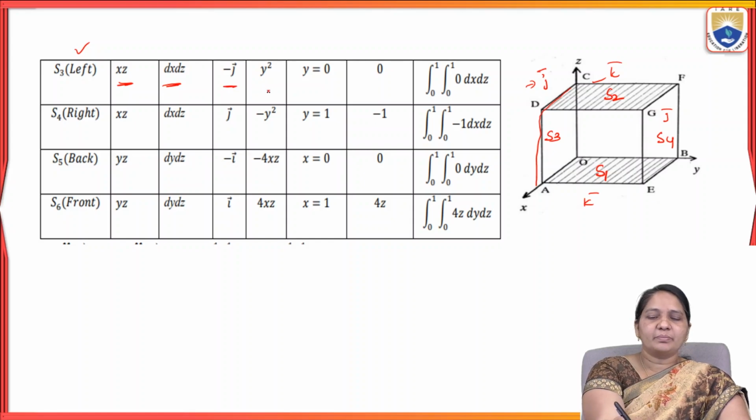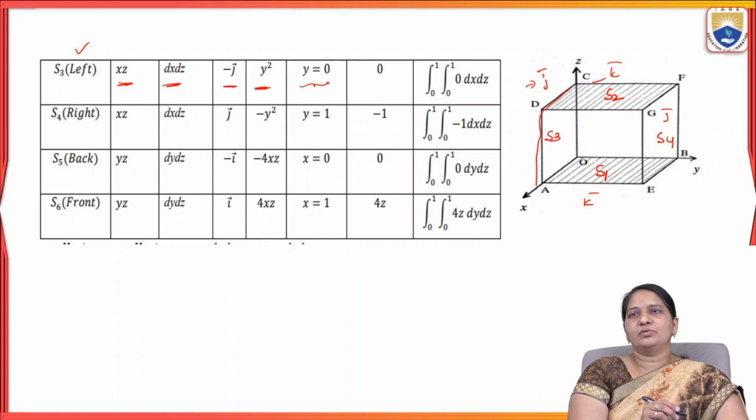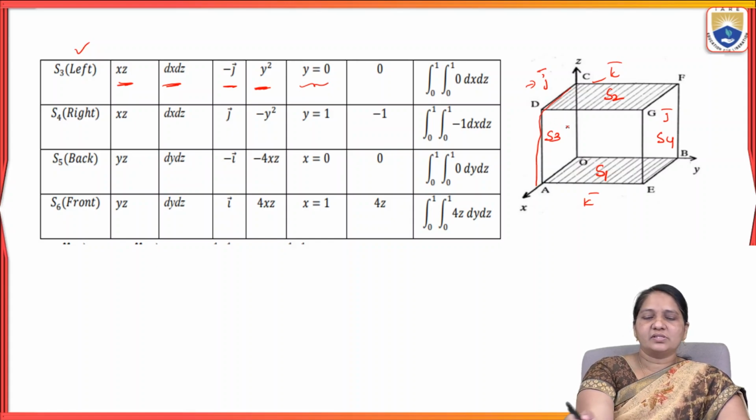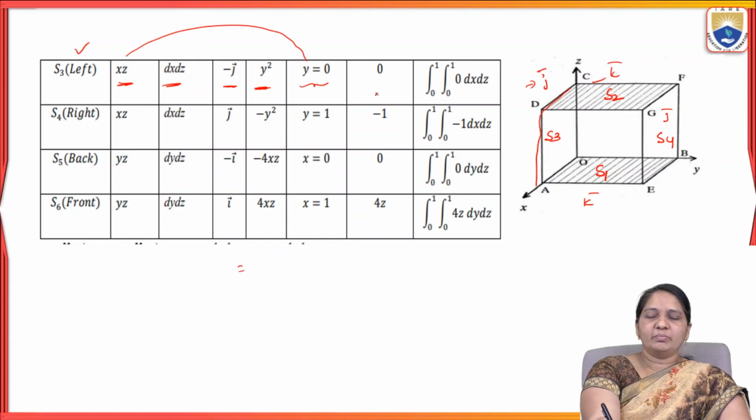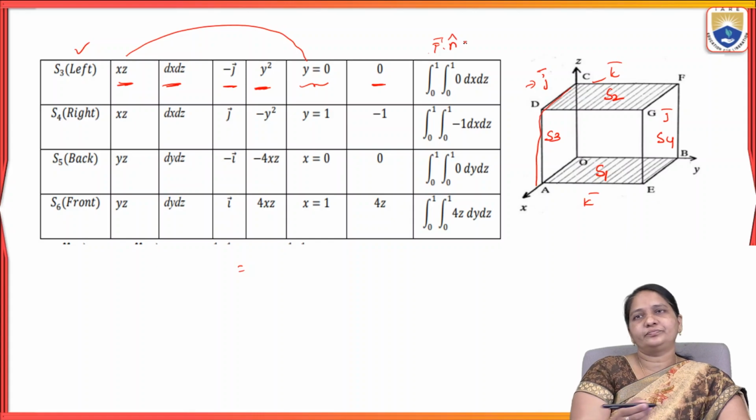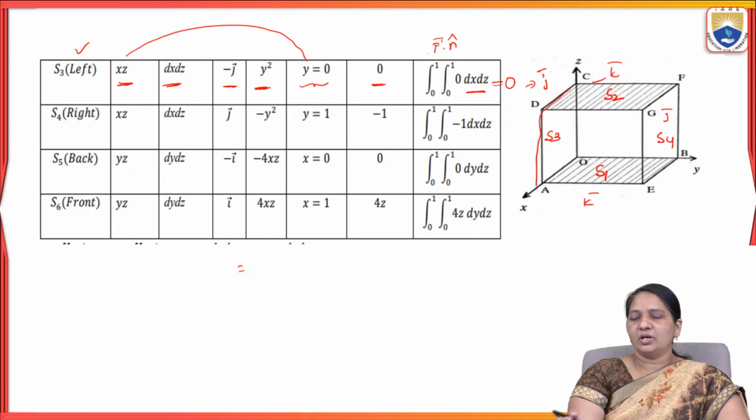First we are taking minus j bar. Minus j bar means that value is y square. Y equal to 0, because on the xz plane y is 0. So that value becomes 0. Finally integral 0 to 1, integral 0 to 1, this value is 0. That value is f bar dot n cap, dx dz. So this value is 0. Now we are calculating for the surface S4.